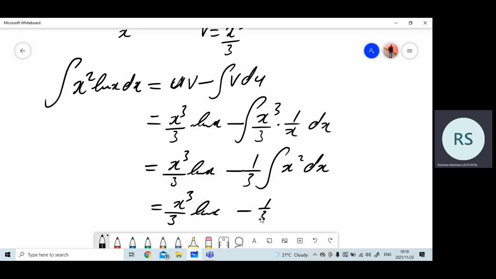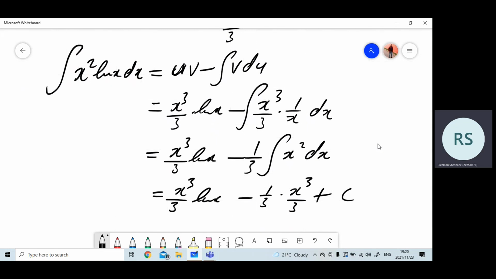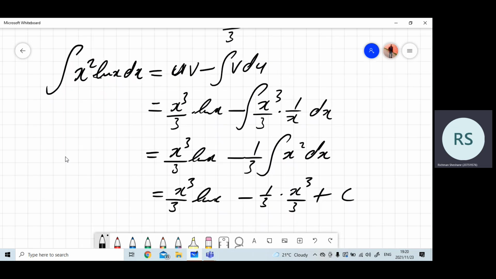Minus 1 over 3. Let's integrate this. This is x to the power of 3 over 3, and then you say plus c. So this is your final answer, right? You're done. So the integral of this function product using this formula of integration by parts is going to be this one. Or you can just write your last step if you like.